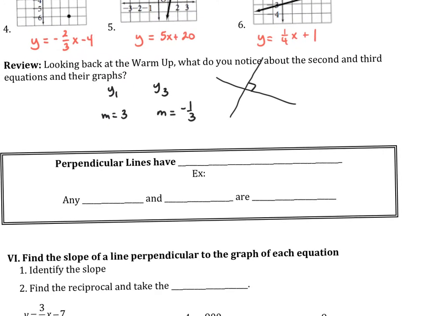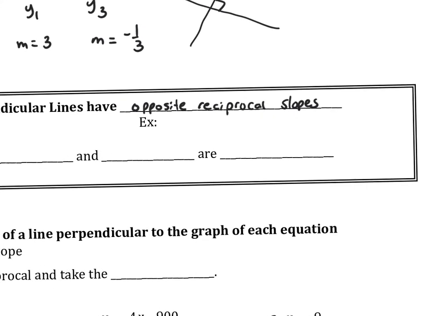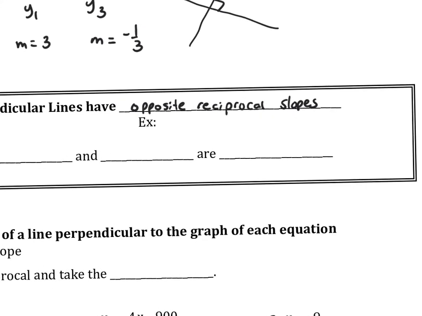So here's the key thing about perpendicular lines. Perpendicular lines have opposite reciprocal slopes. So what do I mean by opposite reciprocal slopes? For example, if I have negative 2/3 is one of my slopes, then the other slope has to be the opposite of that, so it's plus, and reciprocal means I flip the fraction like that.